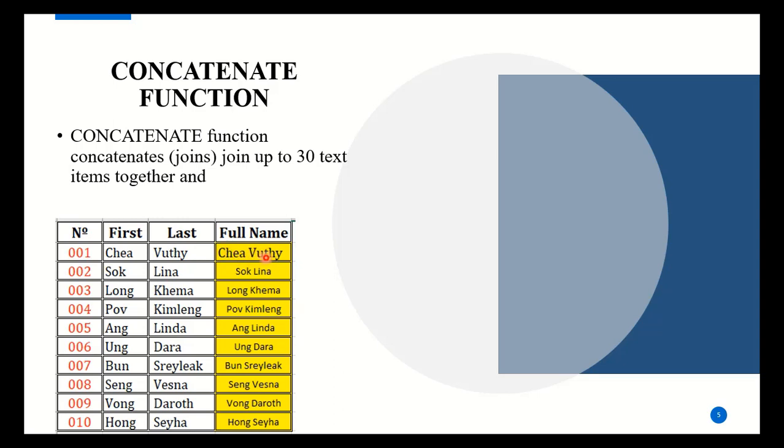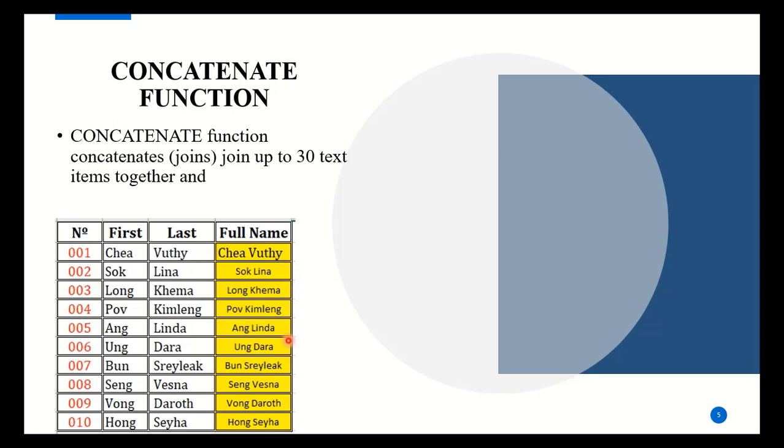You see? So this is the full name. It will combine the first name and last name here, right? So you do not need to rewrite it again. Just write the CONCATENATE function, click on the fill handle and drag down. This function will do it for you, okay?